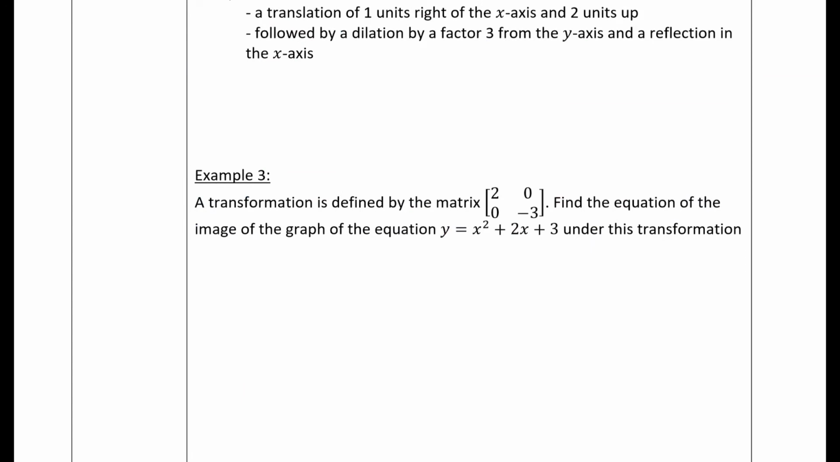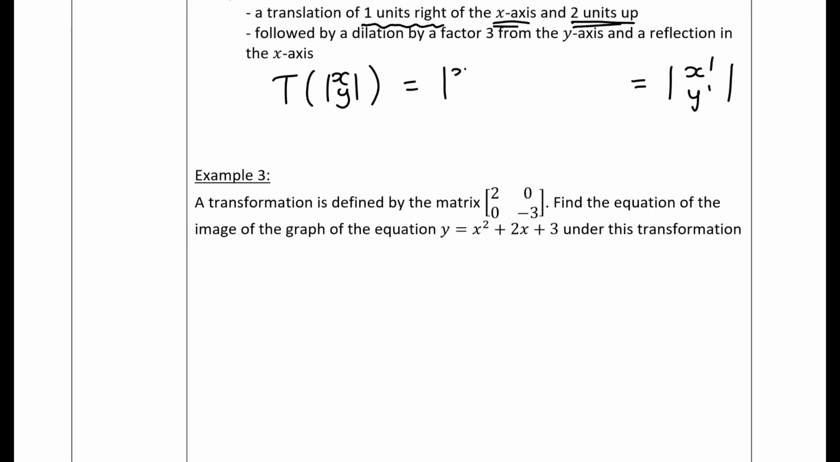In the previous example, I mentioned the phrase followed by. So let's have a look, because it's here again, followed by, but let's have a look at what happens when we've got things in a weird order. So it is a transformation matrix of x and y. And at the end of the day, it will still equal a matrix for new x and new y. However, we've started with a translation of 1 unit right of the x-axis and 2 units up. So we started by saying xy plus, now 1 unit right, so that's 1 and 2.